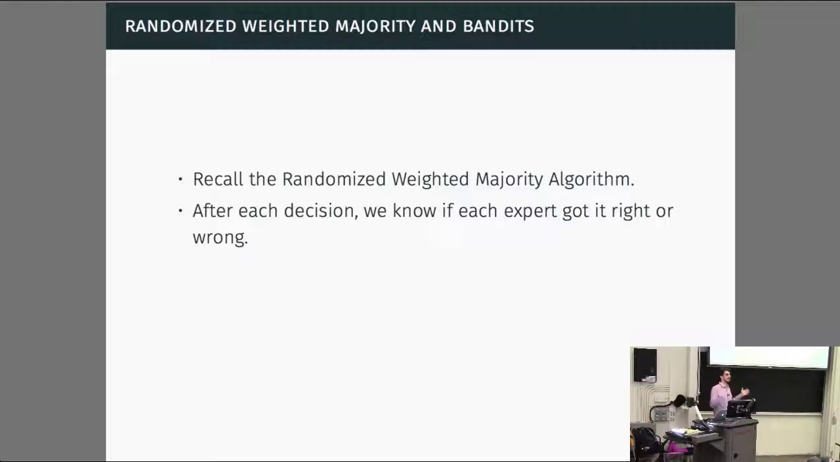So we can sort of eliminate a bunch of experts, right? So can we use this in this sort of educational setting? Let's say we have a bunch of videos, and we want to present these different videos to students, and we want to determine which one is the best. Can we use this randomized weighted majority algorithm, where each video is sort of an expert, right?